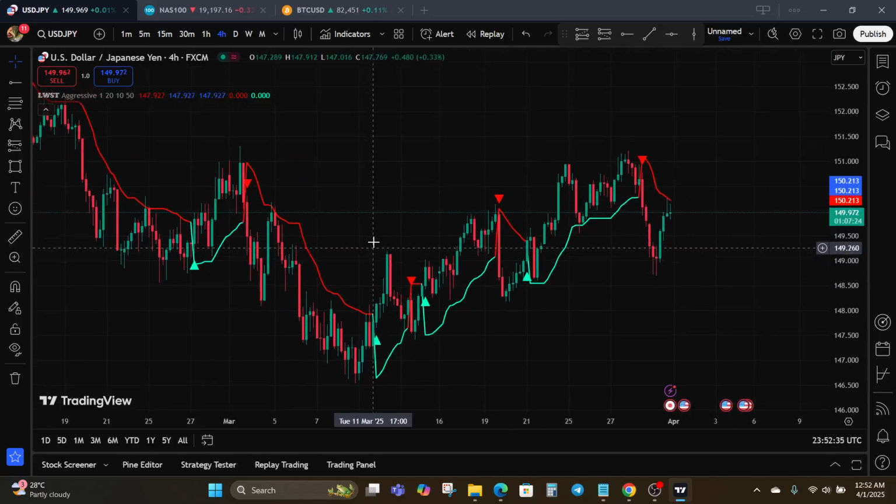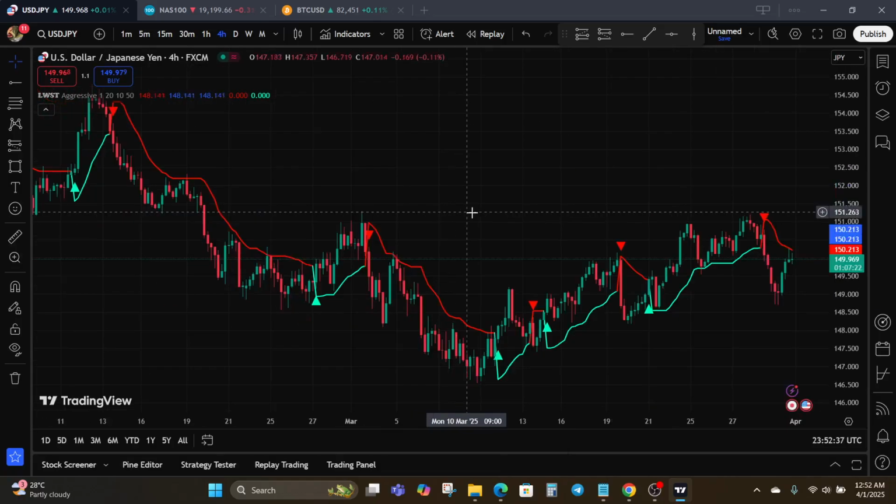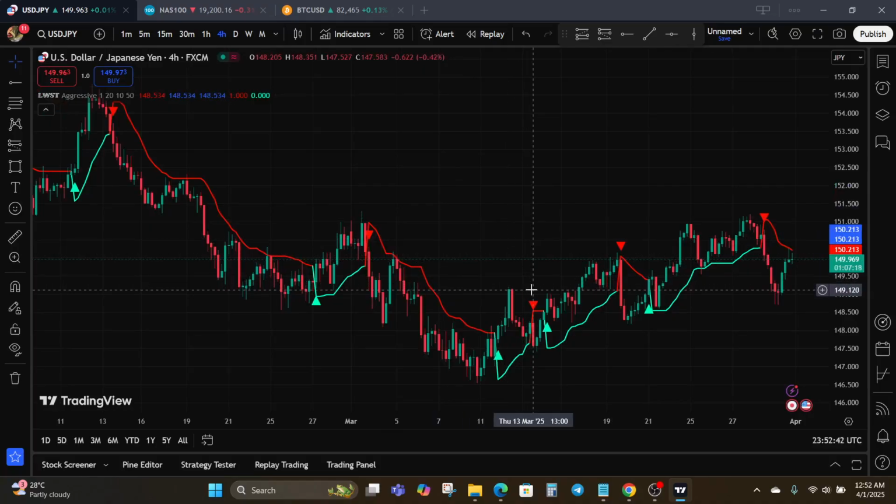Okay, so now, how does this upgrade actually work? The liquidity-weighted super trend analyzes trading volume and liquidity levels alongside price action to filter out weak signals. So basically, when liquidity is high, the trend signals become more reliable. When liquidity is low, weaker trends are filtered out, reducing the chances of false reversals. So this allows traders to focus only on high probability trade setups and avoid noise in the market.